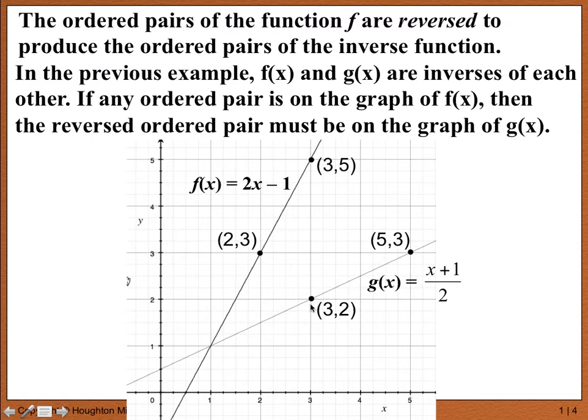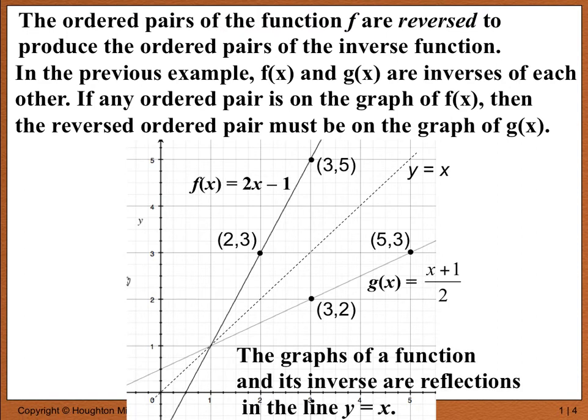The point (3, 2) is on the graph of g of x. Well, since f of x is the inverse of g of x, then it has the point (2, 3), because since these are inverses, the x's and y's get swapped. All right, likewise, we have the point (5, 3). The point (5, 3) is on the graph of g of x, and since f of x is the inverse of g of x, it has the point (3, 5). All right, so this is just a property of inverses, that the ordered pairs are swapped.